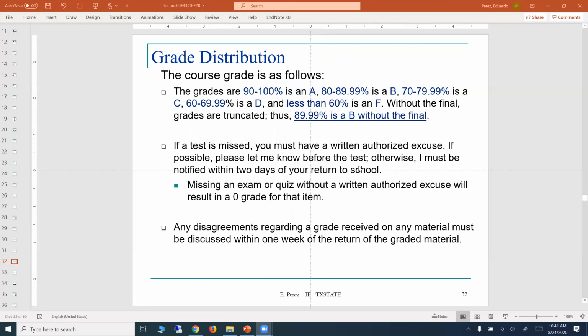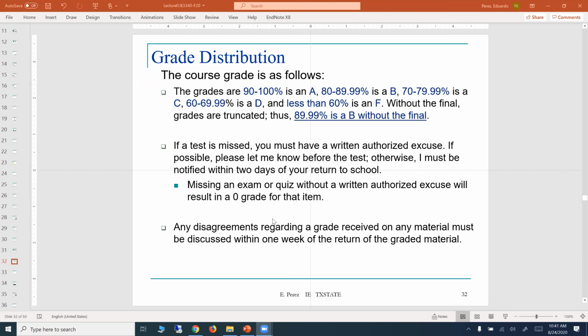Then any disagreements regarding the grade received or any material must be discussed within 1 week of the return of the graded material. So if I give you feedback about the homework today, then I expect you to get back to me with feedback, like if you have questions or you feel that you were not graded correctly, make sure that you talk to me within a week so we can fix that.